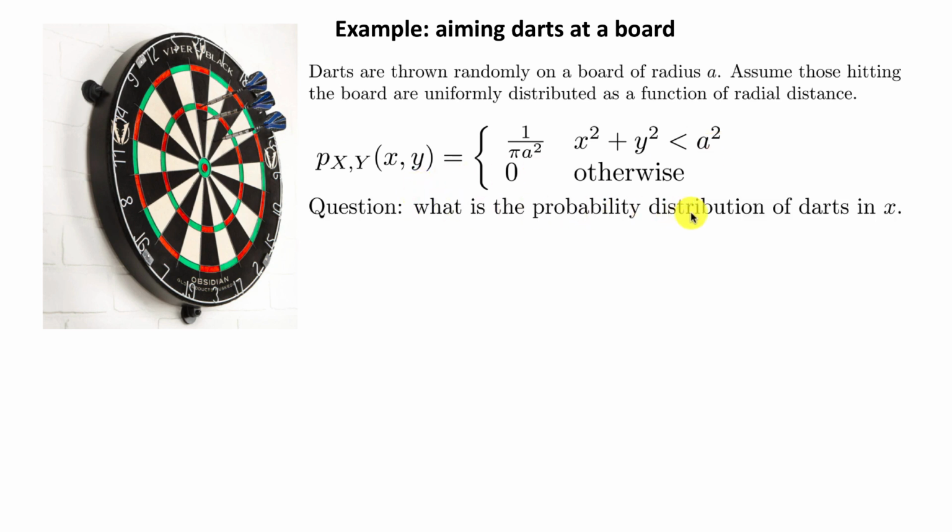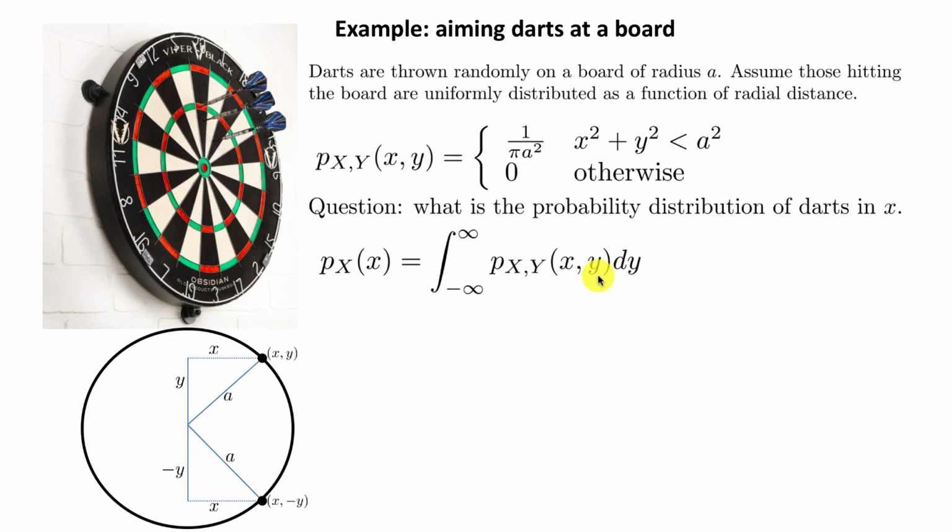What is the probability distribution of darts in x? Now, of course, you know very well that in that case, we must integrate over y. In this integral, y takes all values from minus infinity to plus infinity. However, for most of this range between here and here, p is equal to 0. Now let's understand this using a diagram.